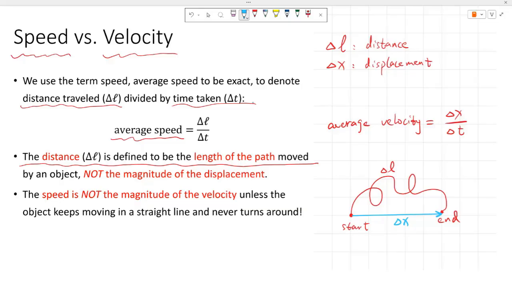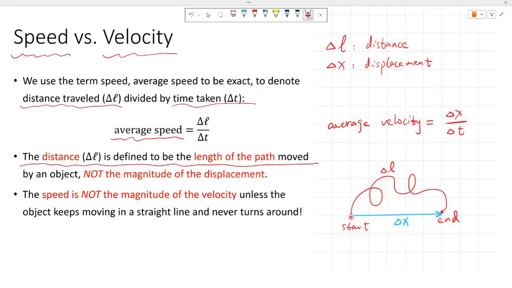And the answer is true. You see that the magnitude of a displacement is just the straight line distance between the end point and the starting point. But the distance is the actual path. So if the object were to move straight ahead from the start to the end, then of course the magnitude of the displacement must be the same as the distance, because it's the straight line distance. The object moves straight ahead.